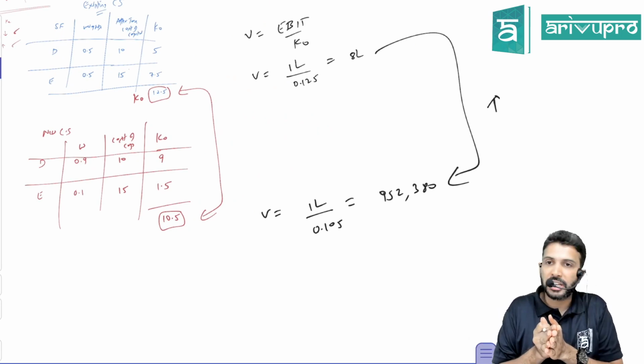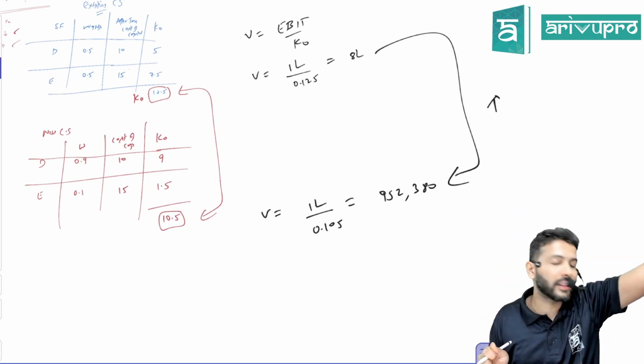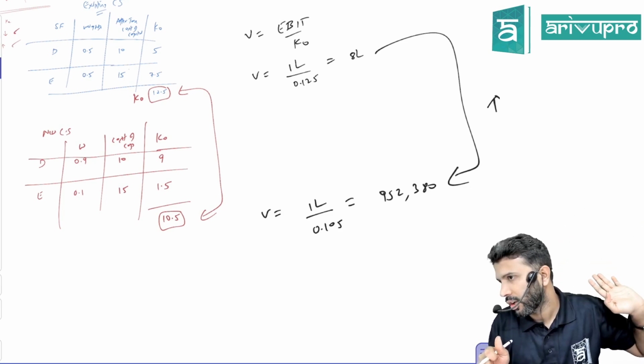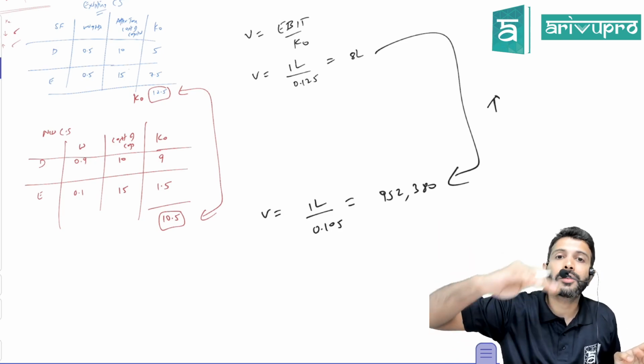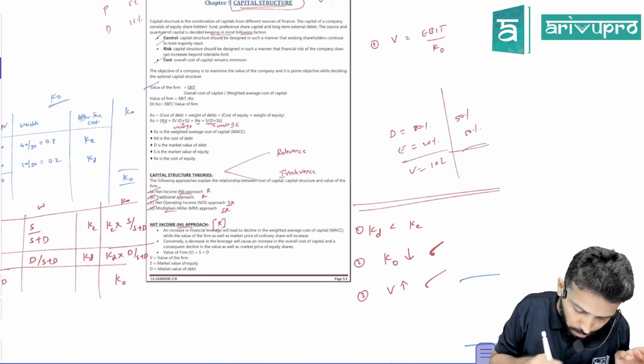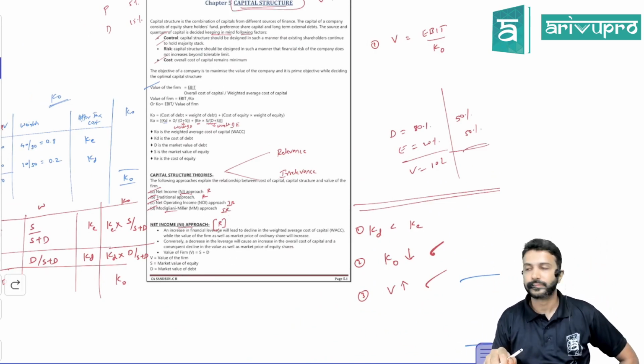So this is what the relevance theory is trying to say. Since debt is cheaper, if anybody wants to increase the value of the firm, the simple action plan is to start using more and more debt. The more debt you take, the value of the firm will go on increasing. That is the argument this theory is trying to put, and that is what we have written here.